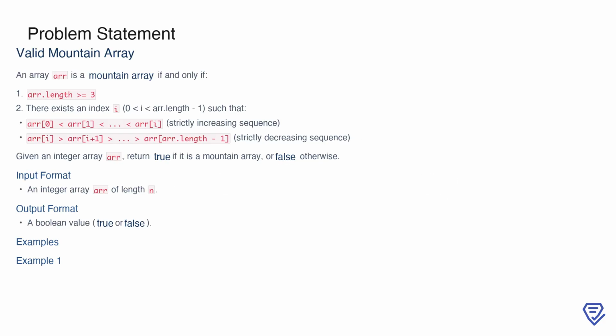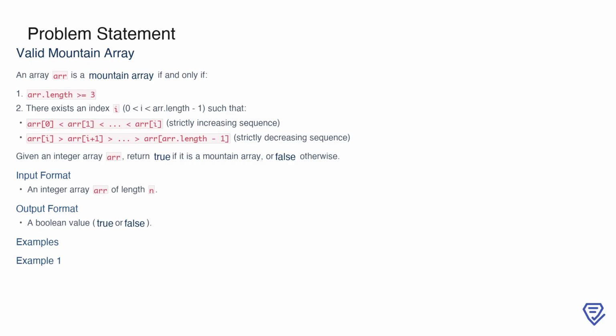A mountain array is defined by two key properties. First, the array must have a length of at least 3. Second, it must follow a specific structure. There exists an index i such that all elements before i form a strictly increasing sequence, and all elements after i form a strictly decreasing sequence. This index i represents the peak of the mountain, and it cannot be the first or last element of the array, ensuring there is both an uphill and a downhill slope.